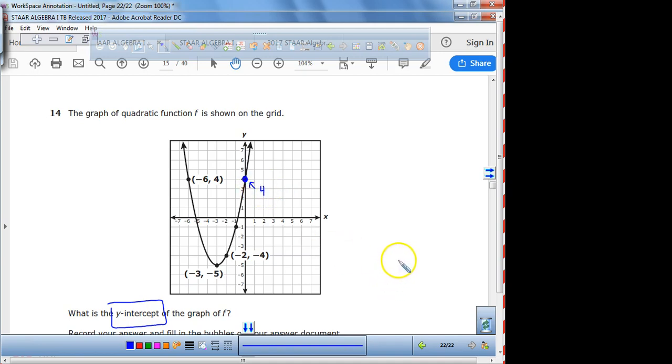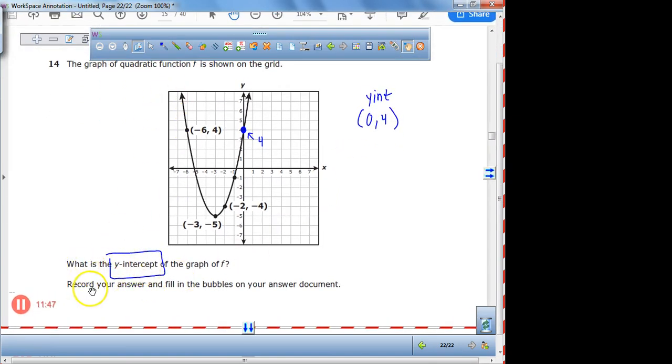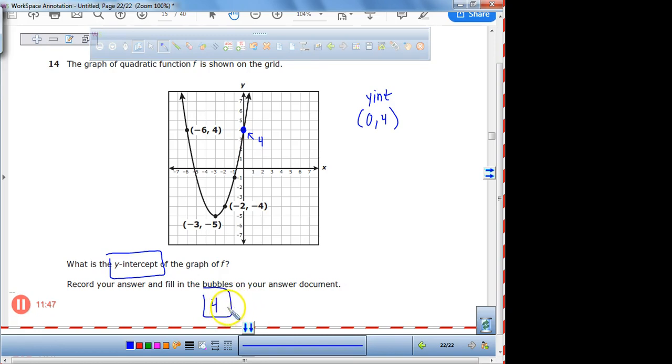Okay? Now, listen up. We're going to name some things here. We're going to use this to help you guys name some stuff. So your y-intercept is at (0, 4). That's the y-intercept. Now, it says, what is the y-intercept? Record your answer and fill in the bubbles. You would actually put the number 4 as the answer and fill in the bubbles. That's what the bubble answer would be, the number 4.